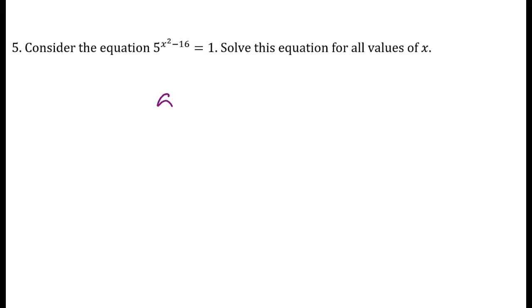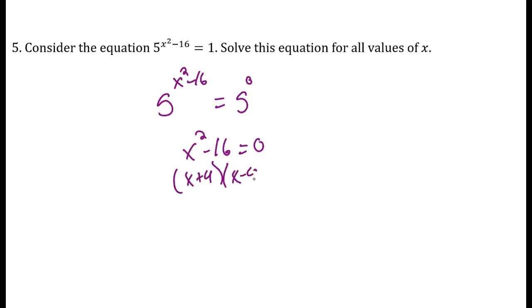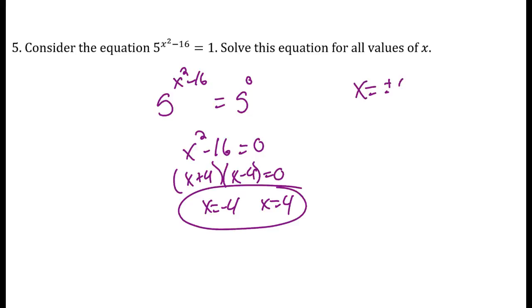So I'm going to really rewrite 1 as 5 to the 0, because anything to the 0 power is 1. Now that I have a common base, I need to solve x squared minus 16 equals 0. So you could use this by using common bases, or you could think about it, 5 to what power gives me 1? 5 to the 0 power gives me 1, so this x squared minus 16 has to equal 0. That's the difference of perfect squares. So we have x equals negative 4 and x equals 4. So our solutions are x equals plus or minus 4.